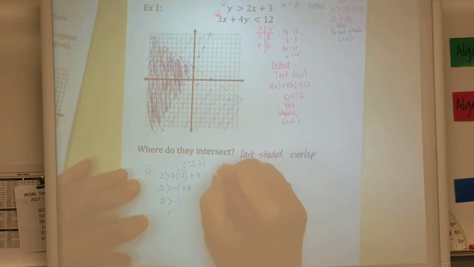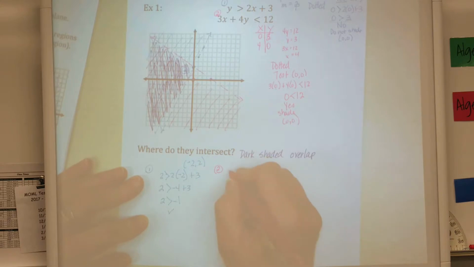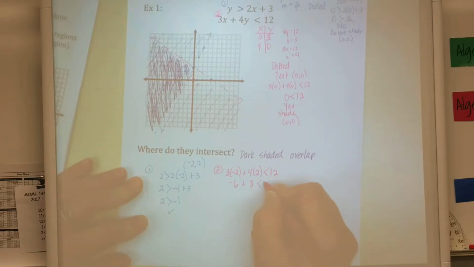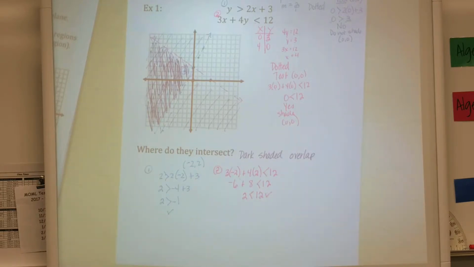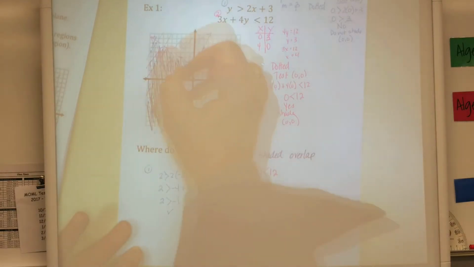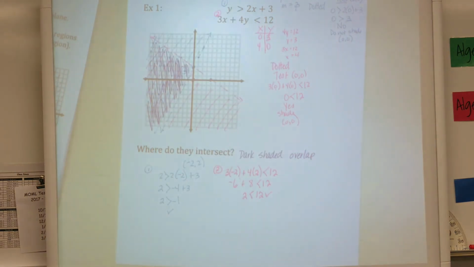And then if I plug that same point into my second equation, I have 3 times my x value, which is negative 2, plus 4 times my y value, which is 2, is less than 12. 3 times negative 2 is negative 6. 4 times 2 is 8. Negative 6 and 8 is 2. And 2 is indeed less than 12, so it checks in the other equation. So if you did that, every single point that's darkly shaded will be a solution for both inequalities.